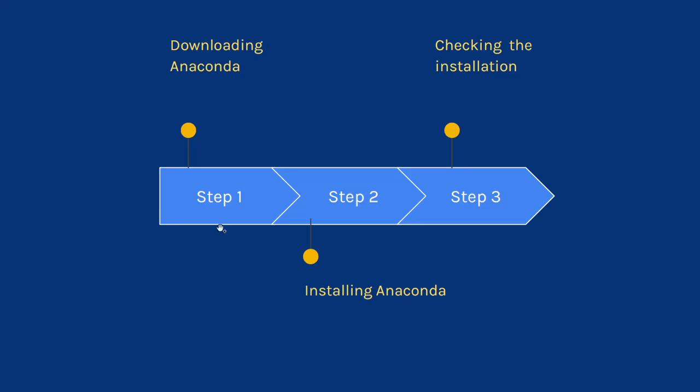The first step is to download Anaconda. Second step is to install it. And the third and the final step would be to check the installation by running some code. So let's begin the first step, that is downloading Anaconda. I will now open my browser and we will search Anaconda Python.